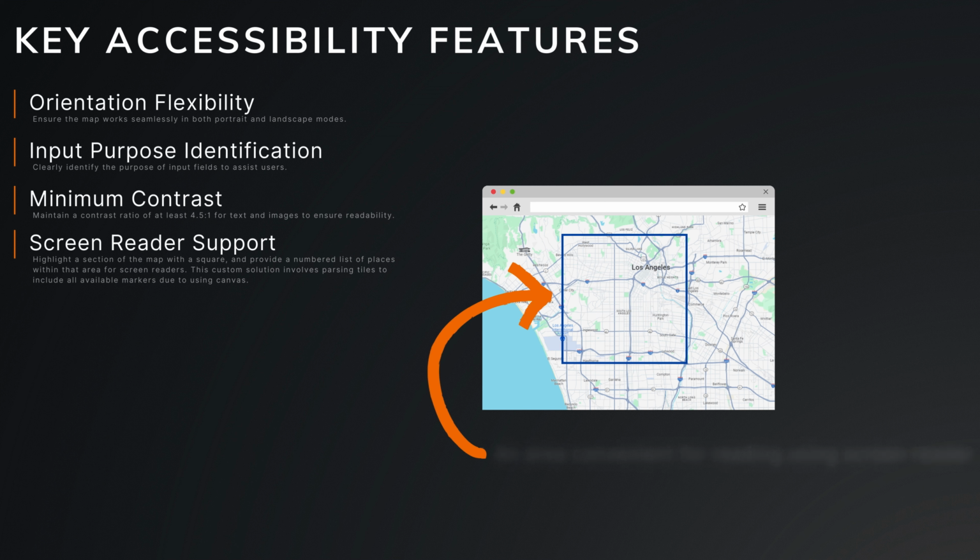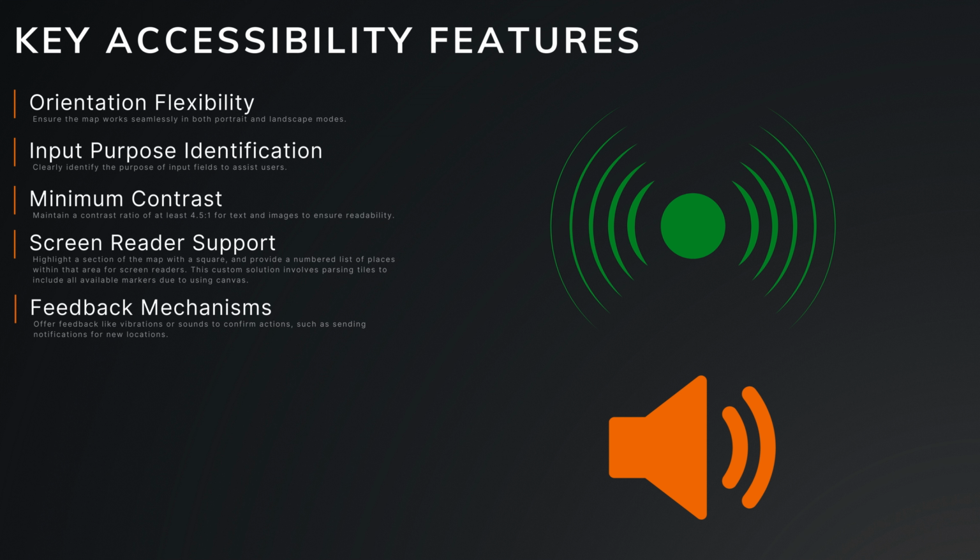Screen reader support. Highlight a section of the map with a square and provide a numbered list of places within that area for screen reader. This custom solution involves parsing tiles to include all available markers. And the last one, feedback mechanism. Offer feedback like vibrations or sounds to confirm actions, such as sending notifications for new locations.